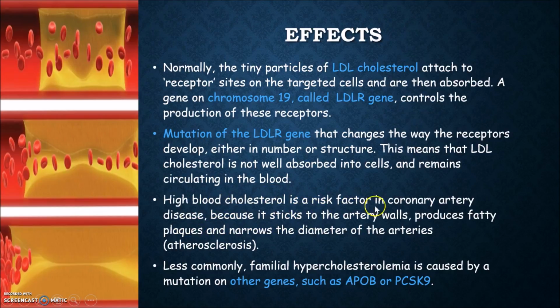As it sticks to the artery walls, it produces fatty plaques and narrows the diameter of the arteries. And less commonly, familial hypercholesterolemia is caused by a mutation on other genes such as APOB or PCSK9.